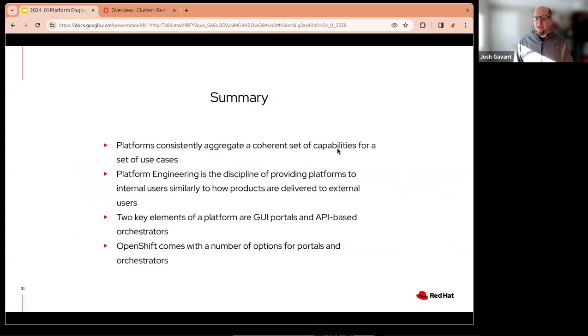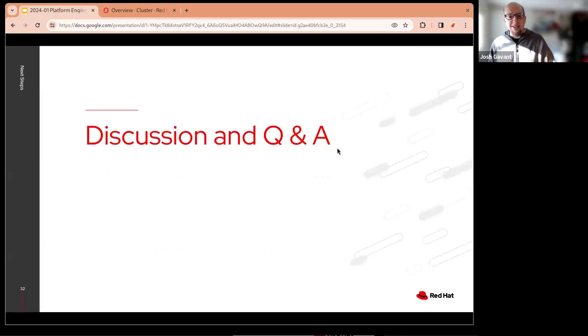So to summarize, we've got platforms. They help us aggregate a consistent collection of capabilities. Platform engineering is emerging as a discipline to provide these kinds of platforms and capabilities as a product to users. Really important aspects of a platform that you need to think about is your portal experience, but don't forget about the orchestrator behind the curtain. And OpenShift, Developer Hub, and even the console, which I didn't really talk about, are good portals, and Kubernetes itself can be a great orchestrator.